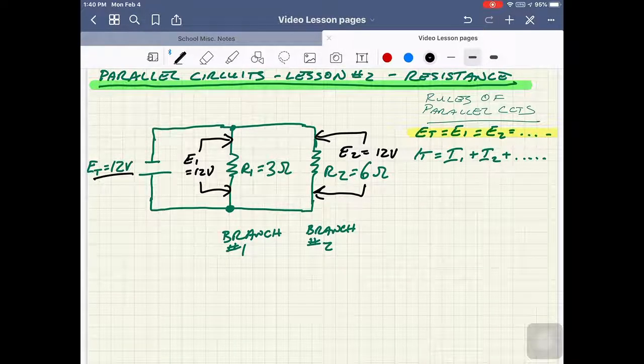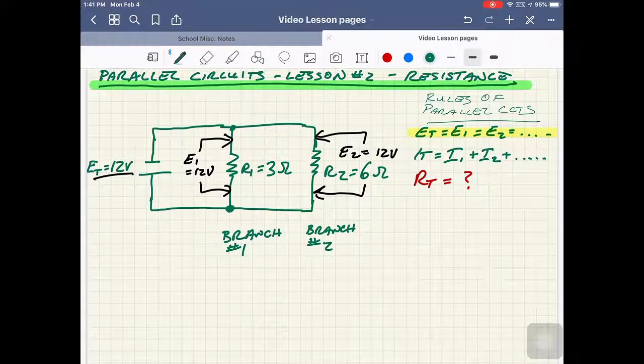All right, what we're going to be looking for is what is RT going to be, based on those values. Okay, so a couple things to keep in mind while we do this. Characteristics in Ohm's law are the relationship between voltage, current, and resistance.